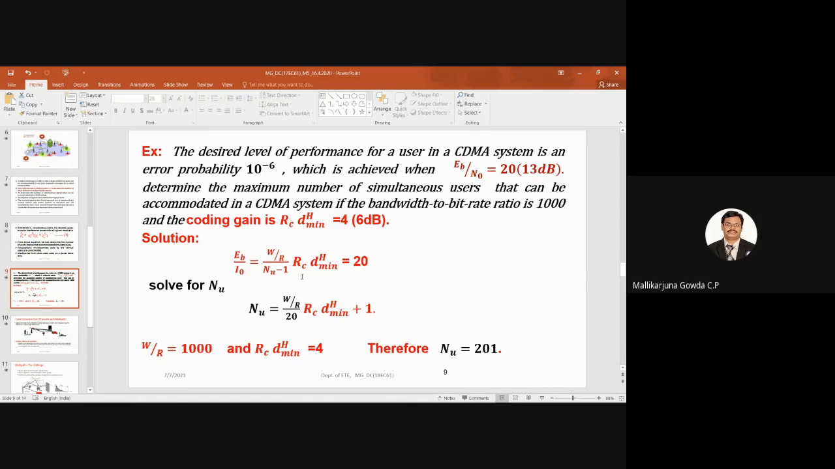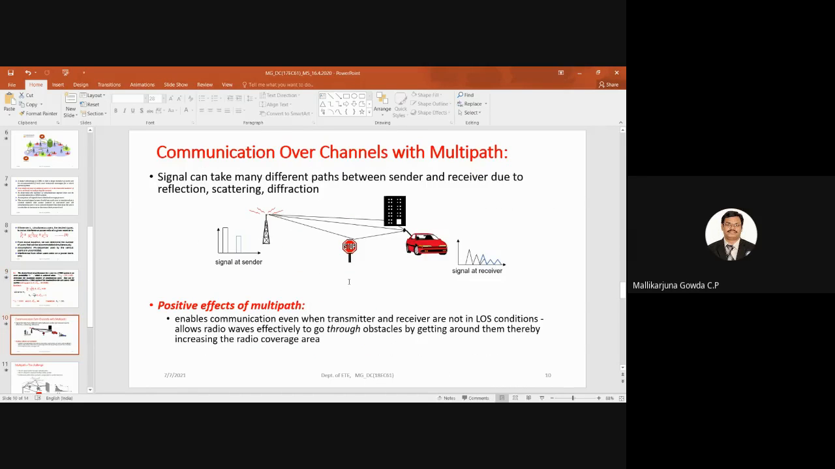Okay, fine. So this is all about CDMA. One numerical example is solved, and I explained the concept of CDMA. So the next one is multipath. I said multipath, so let us try to understand what that is. This will be the last application of spread spectrum communication.